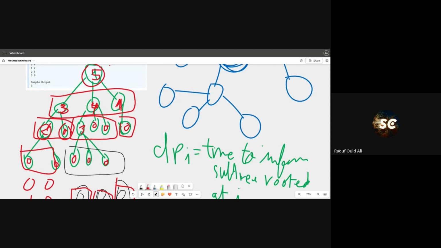So basically we take the DP of the children, we order these values decreasingly, and then we add to the first element 1, the second element 2, the third element 3, until going to the last child. And then we take the maximum value over this. Okay? Does this make sense? Okay, great.